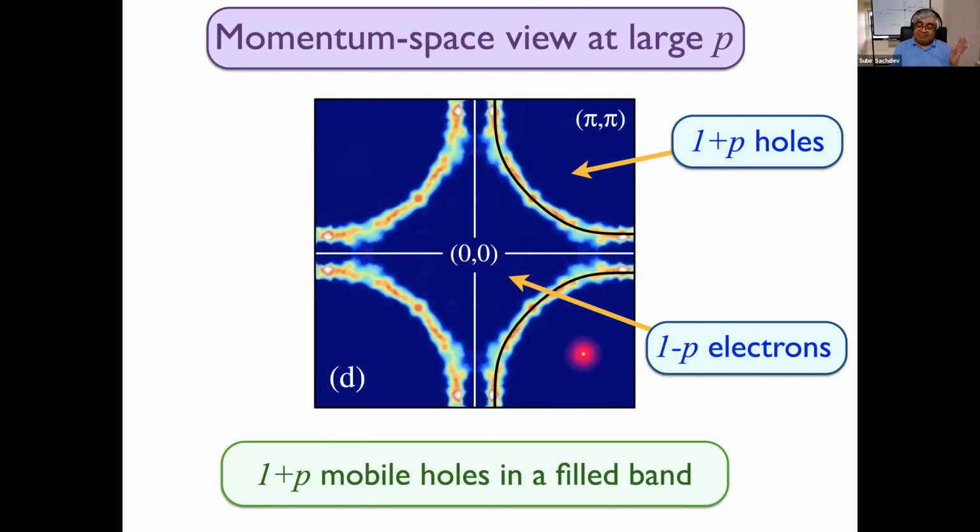So that's the basic theme of the whole talk. How do you go from P to 1 plus P? What kind of quantum phase transition is it? And why is it so crucial for the properties of the cuprate superconductors?